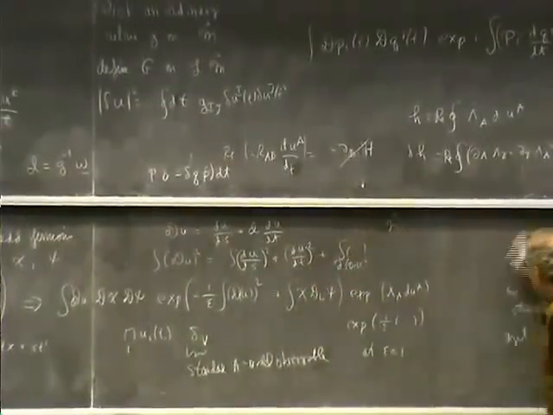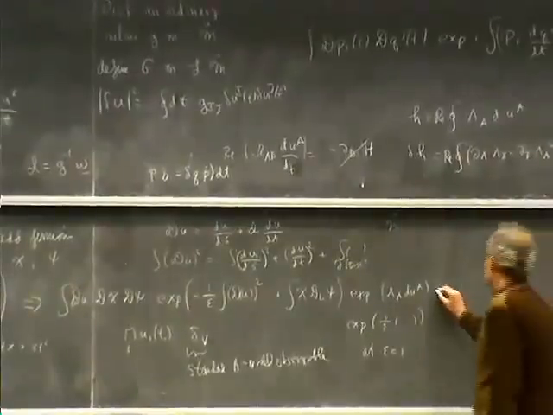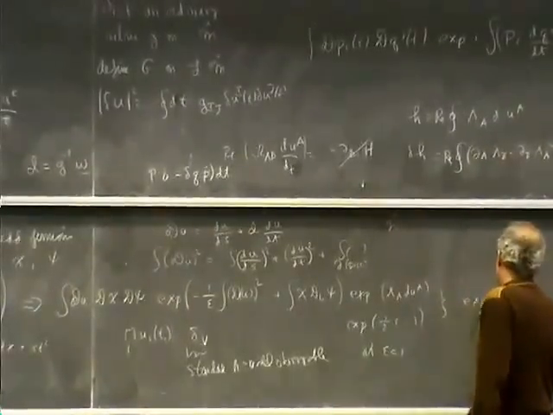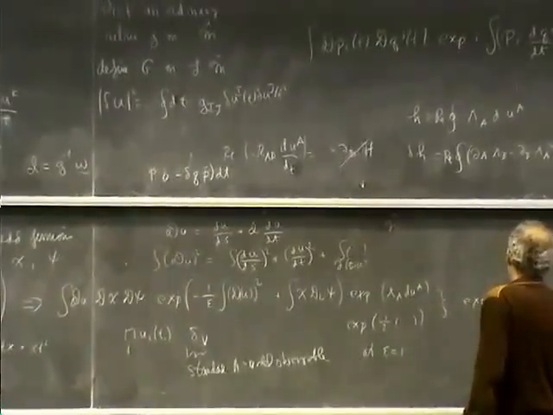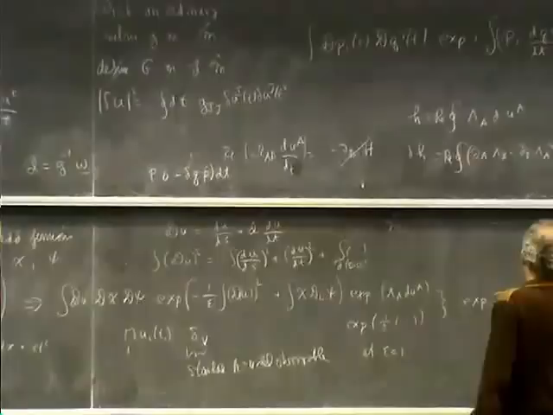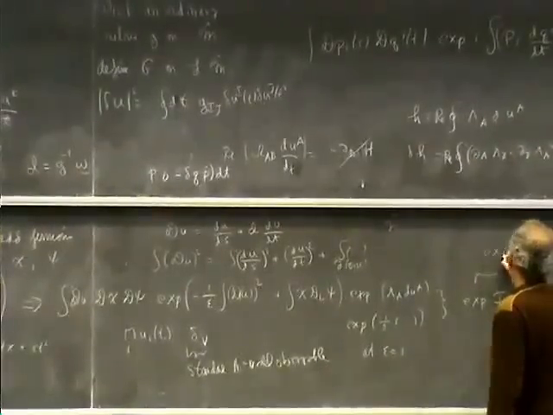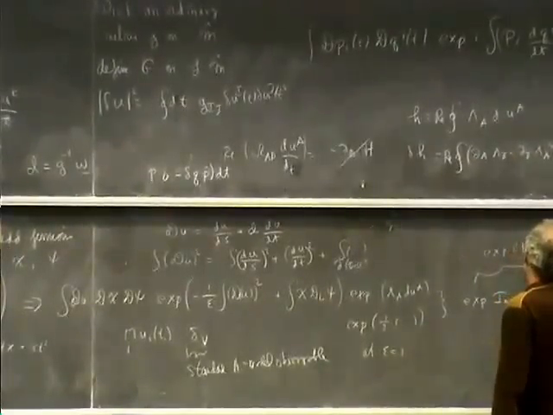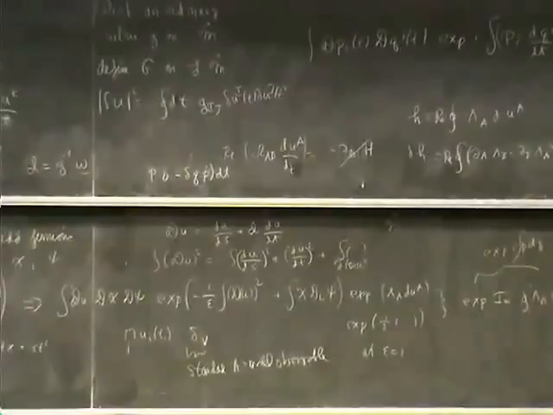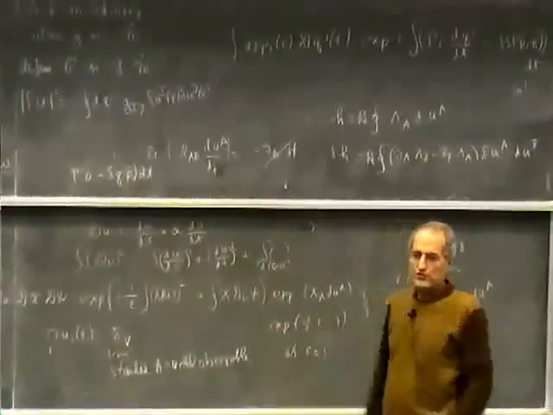At epsilon equals 1, these two together combine to the exponential of the imaginary part of lambda a dua. And that's what Feynman had originally. That's the exponential of i times p dq. The real part, which caused trouble, is killed by this procedure of epsilon is 1.